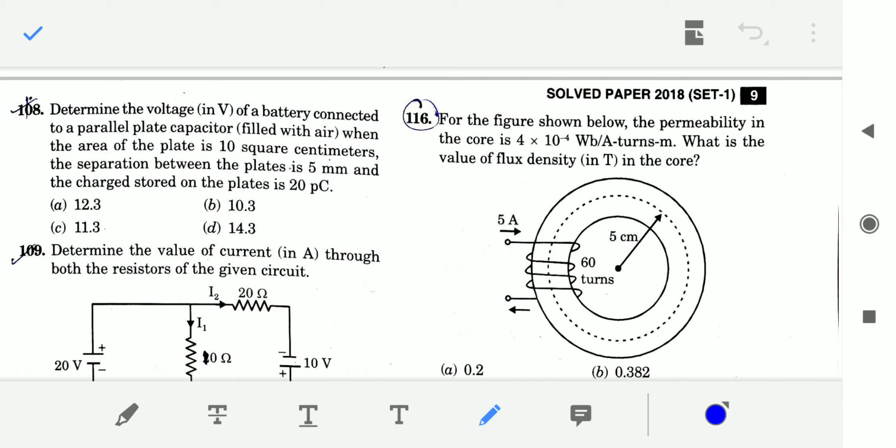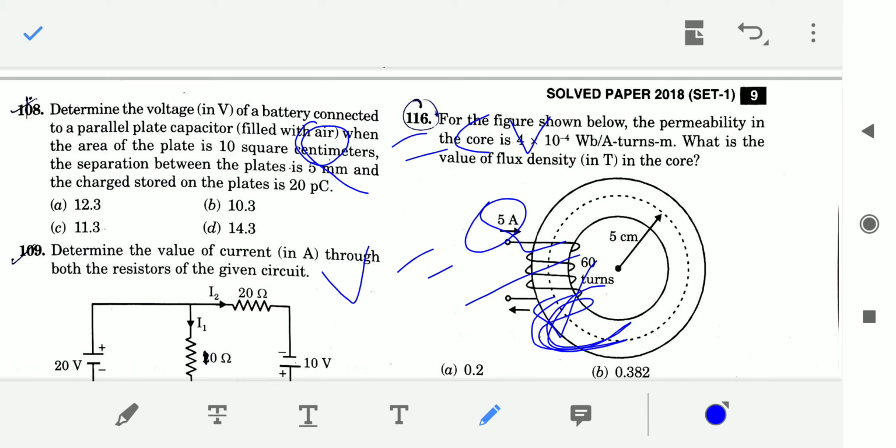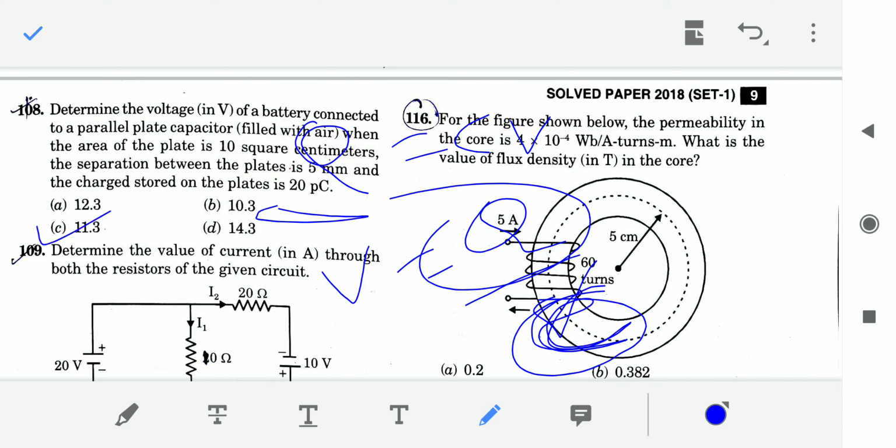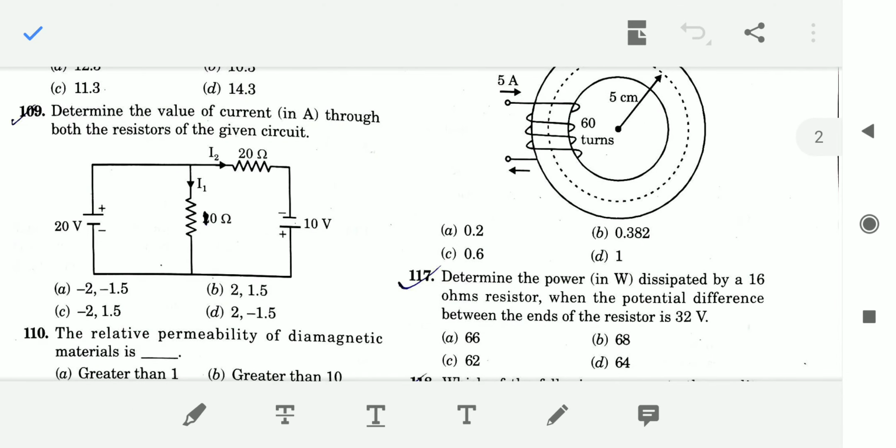Once you get the C value, just substitute. We know Q is equal to CV, so V equal to Q by C. Substitute the C value here. We know Q is equal to 20 picofarads. Then you will get approximately 11.3 volts. Okay, 11.3 volts.